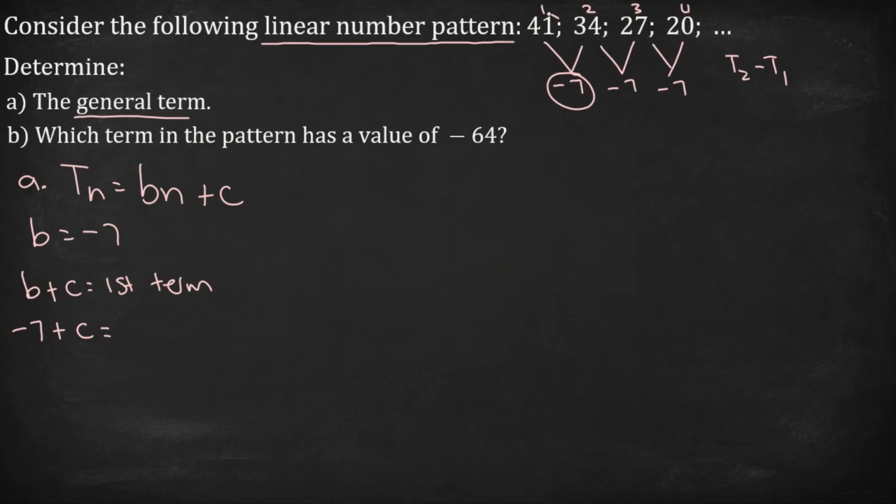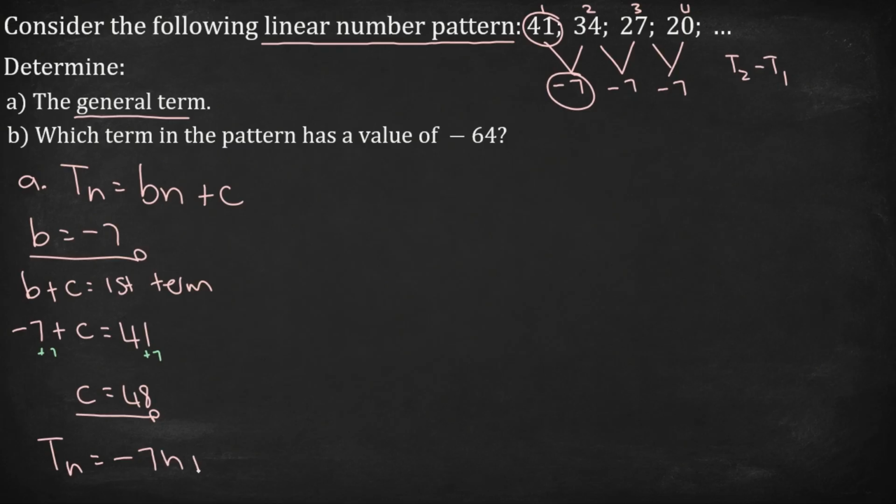Now, what is the first term? It is 41. I'm going to write 41. I'm going to move this -7 to the other side of the equation so that we can get C alone. So let's add 7 to both sides of this equation. And that gives us C equals 48. Okay, so now that we know the value for B and C, I can complete my general term. So Tn equals, instead of writing B, I'm going to write -7n plus 48. Part A is done.